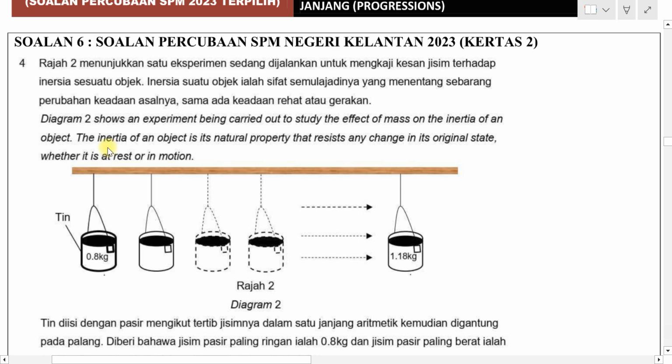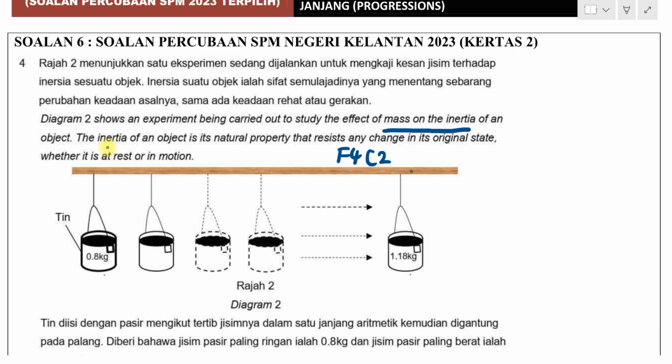Diagram 2 shows an experiment to study the effects of mass on the inertia of an object. The inertia of an object is a natural property that resists any changes in its original state, whether it's at rest or in motion. You already learned this in Form 4, Chapter 2, right? So inertia, whatever original state it is in, it will try to continue resisting the new changes. So that is what we call inertia.